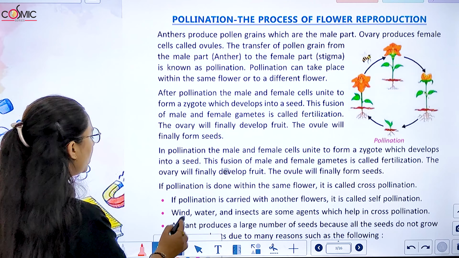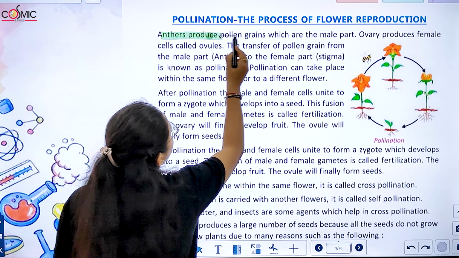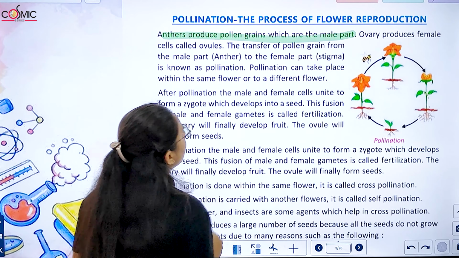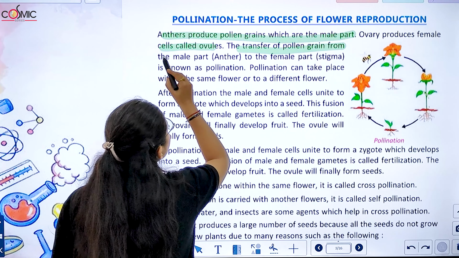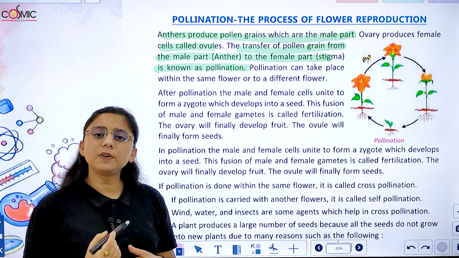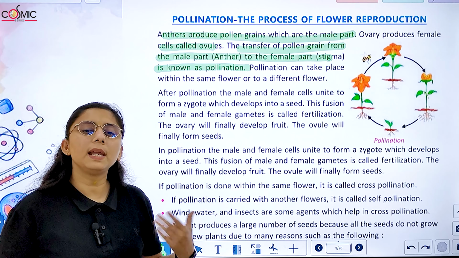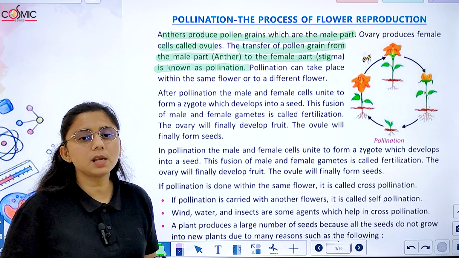Next is pollination. Pollination is the process of flower reproduction. How do flowers reproduce? Flowers reproduce by the process of pollination. Anther produces pollen grains, which are the male part of the flower. Ovary produces female cells called ovules. The transfer of pollen grains from the male part to the female part is known as pollination.